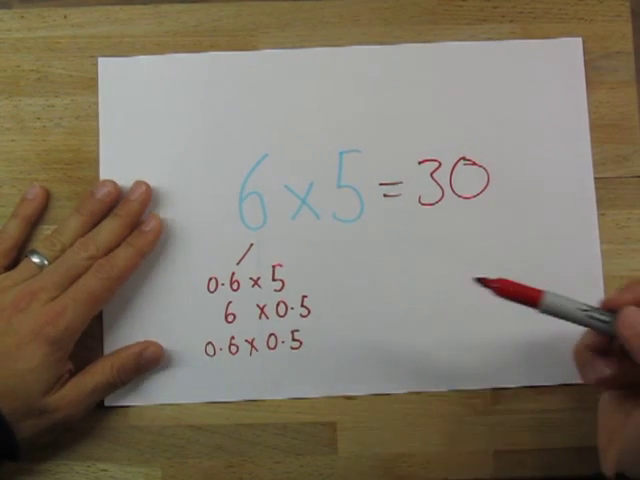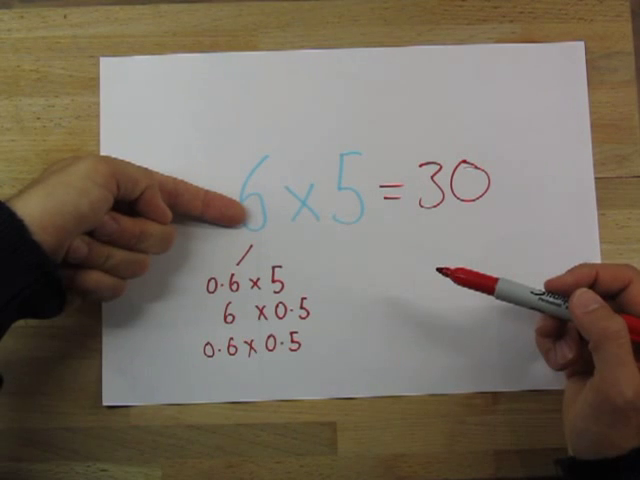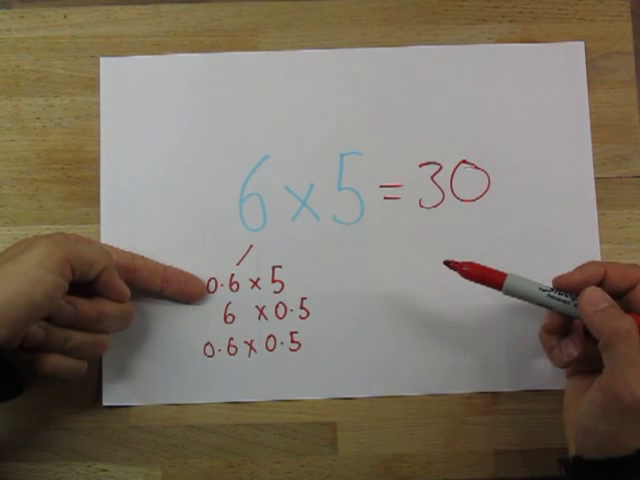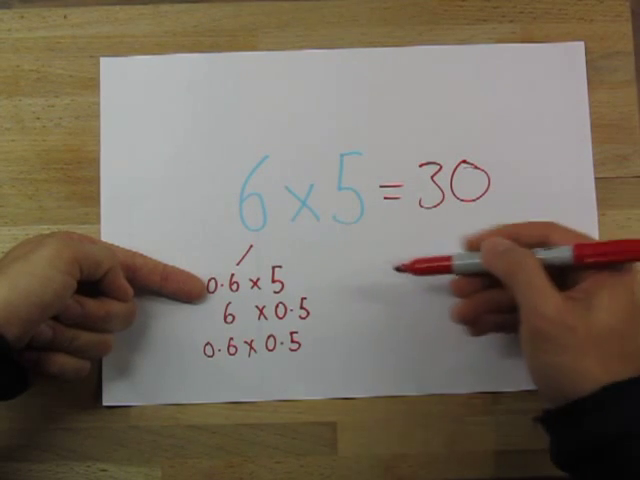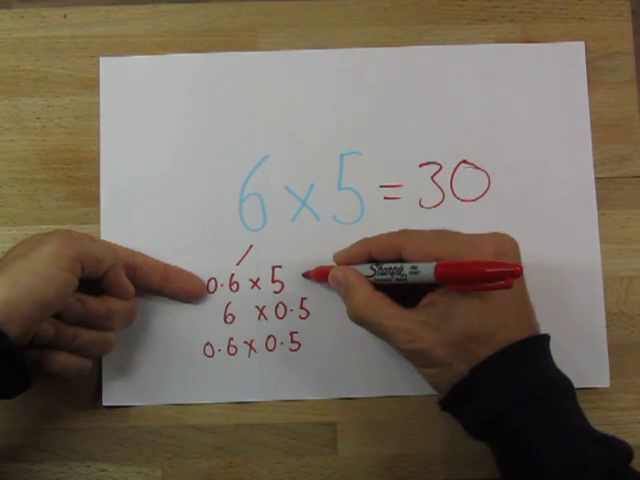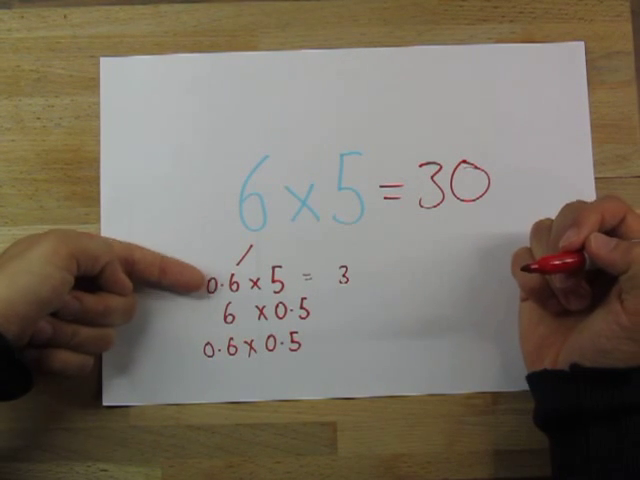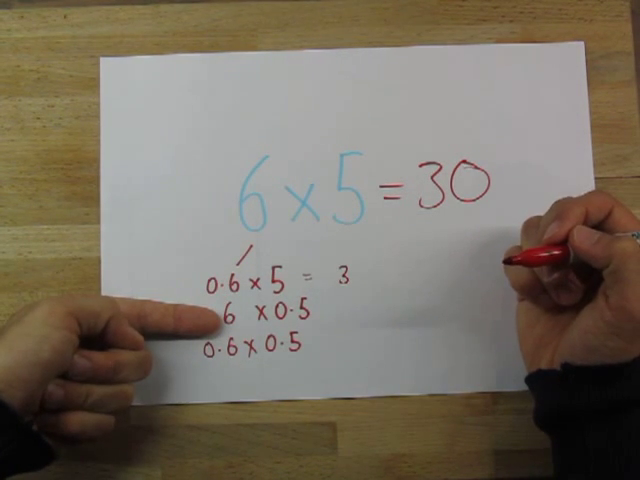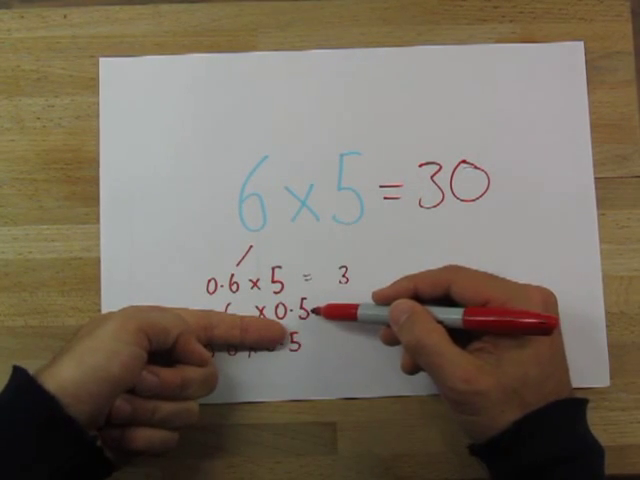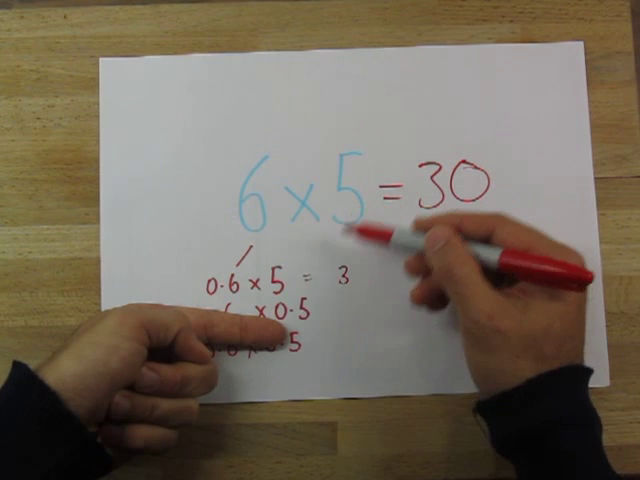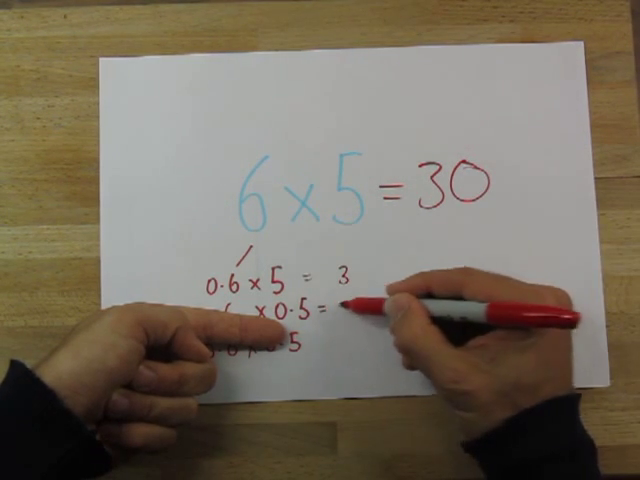Okay, well, let's have a quick look. In this question, we've made this 6 10 times smaller to give you 0.6. We're still timesing it by 5, so that means our answer is just going to be 10 times smaller than this. 3. Okay, what about this one? We've kept the 6 the same, and 0.5, that looks a lot like 5, but it's just 10 times smaller. So the answer is going to be 10 times smaller as well.